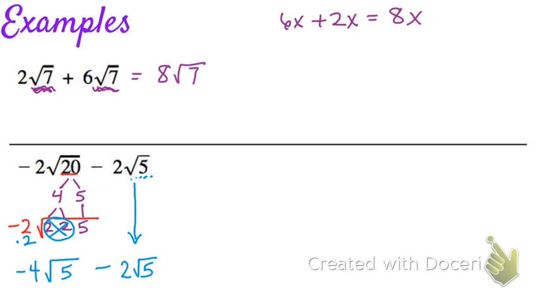Since they both have a square root of 5, they are like terms. So you need to ask yourself, how many square root of 5s do I have? I had negative 4. I subtracted 2 more, so I have negative 6 square root of 5.